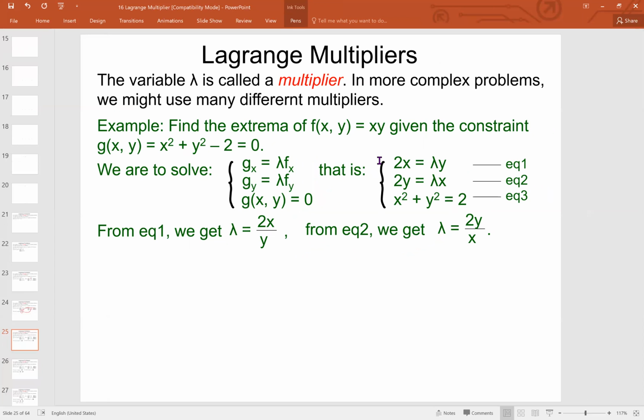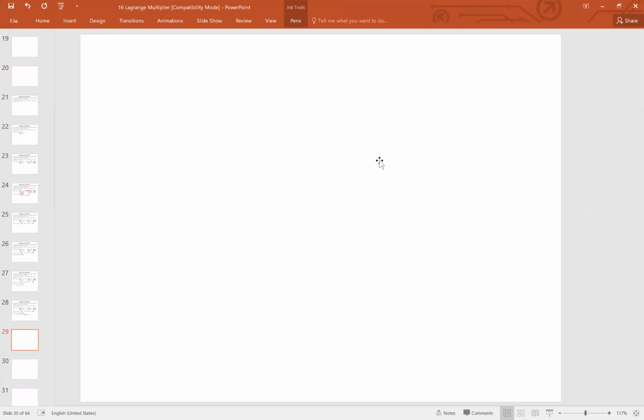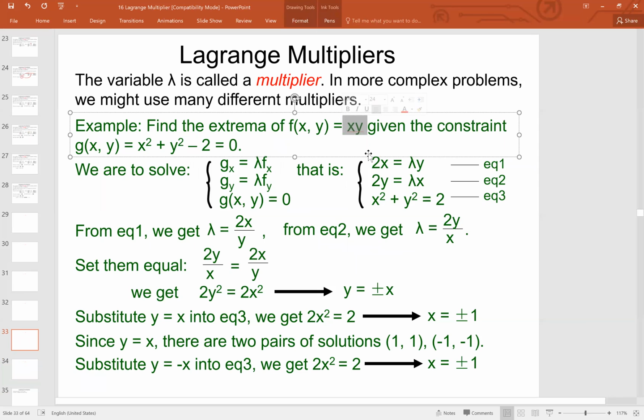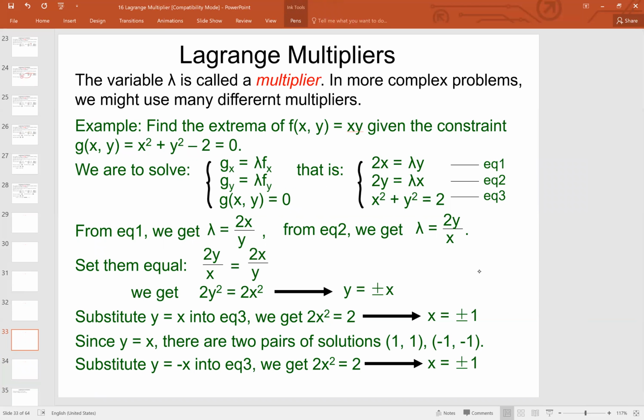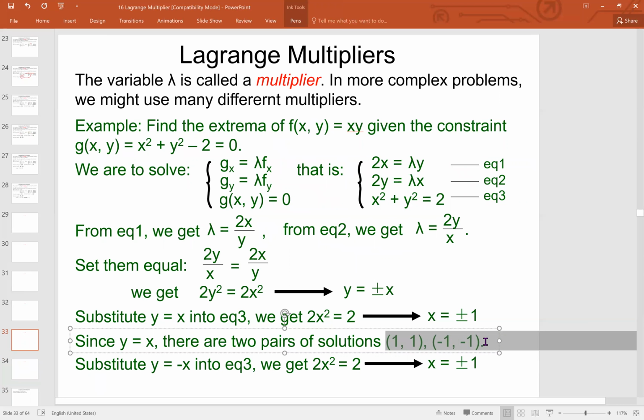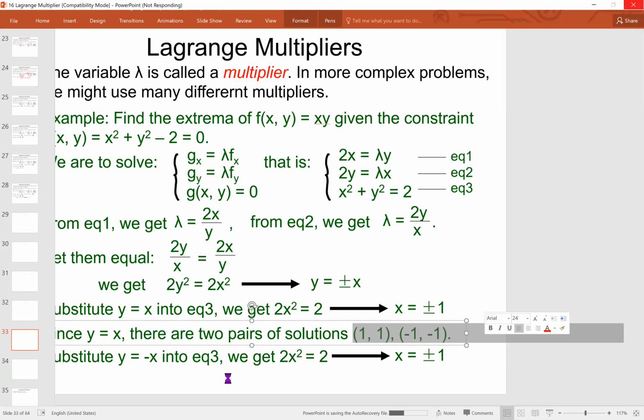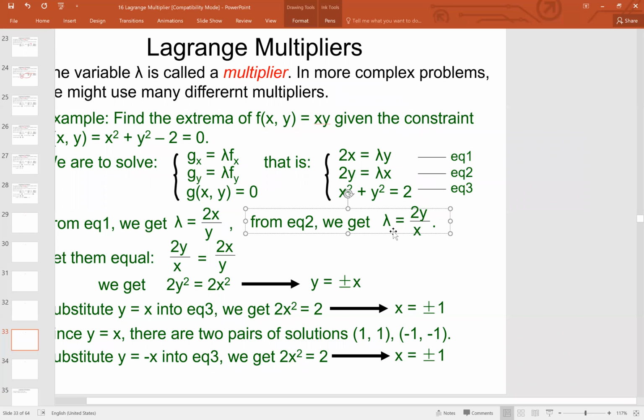The rest is algebra. You can check it. I'll leave it up to you to check the algebra. And then you get two pairs of solutions, plus minus 1. Then you find the corresponding y values here, y equals x, and so you can find out that these are the 2 points on the circle. These are the 2 locations on the circle where the high and low points are.